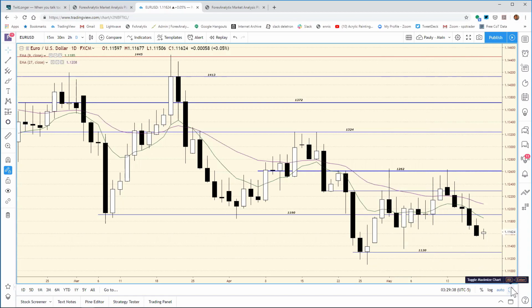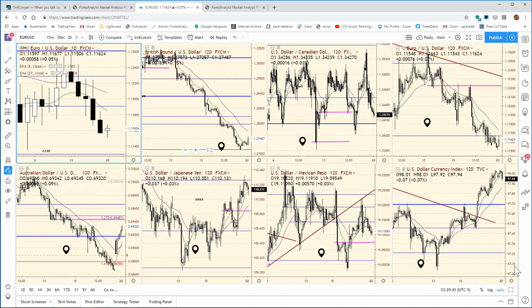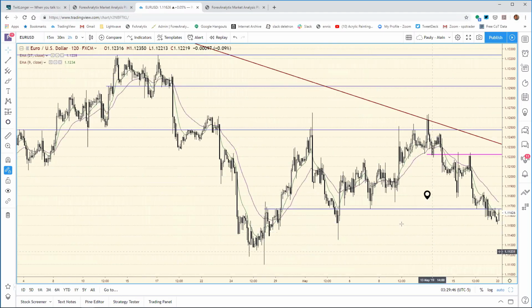Obviously, the dollar is going to have a big say-so in this. Now, let's take a look as far as resistance. We'll move into the 2-hour chart. For right now, resistance is going to come in right there at 112 even.